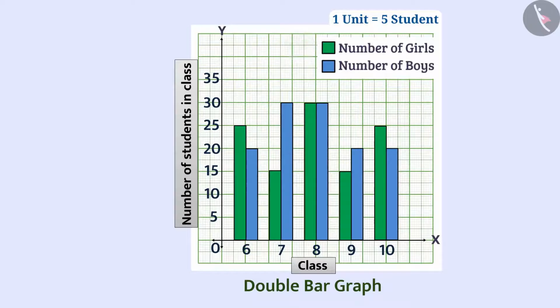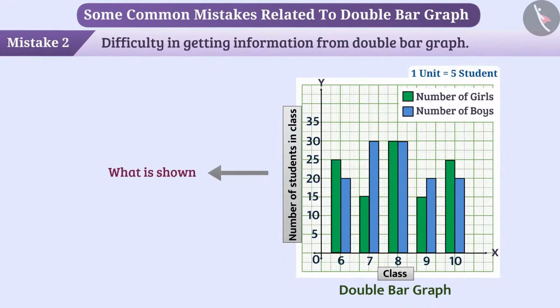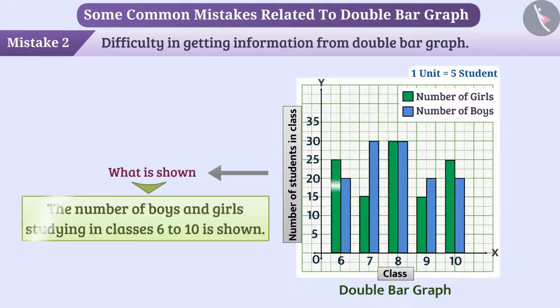Here, the number of students is shown on the y-axis and the classes are shown on the x-axis. Here, the green bar represents the number of girls and the blue bar represents the number of boys. With this understanding, we can say that the number of boys and girls studying in classes 6 to 10 is shown in the given double bar graph.